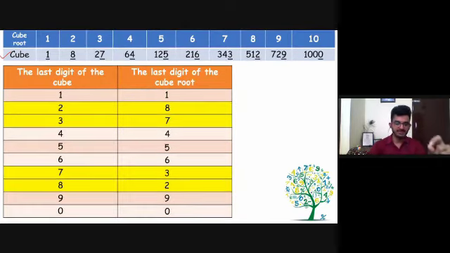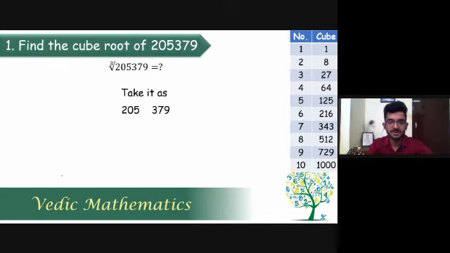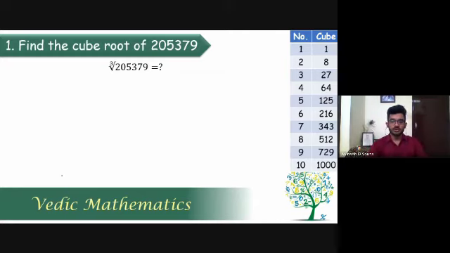So we will go with the first question, and it's very easy. Finding the cube roots of a given number. You can look at the first question which I have displayed there. Find the cube root of 205,379. You have that symbol, but we need not worry about the symbol here.